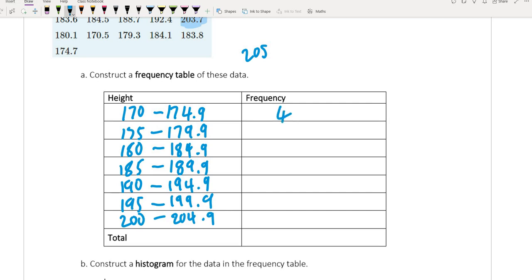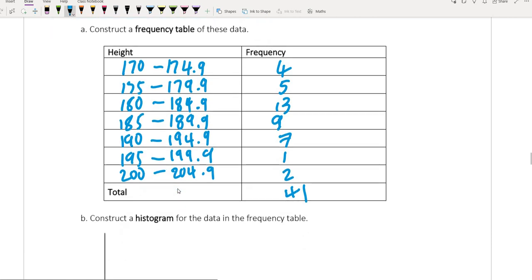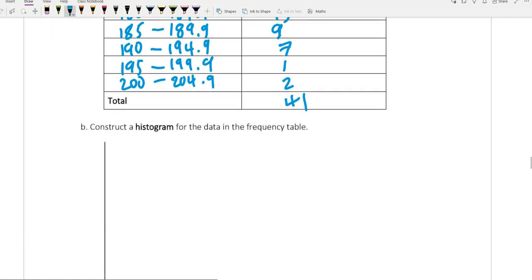And I already counted. So then you just write down how many there are for each one, making sure that they add up to 41. And then half the work is done. And then we put this into a histogram.